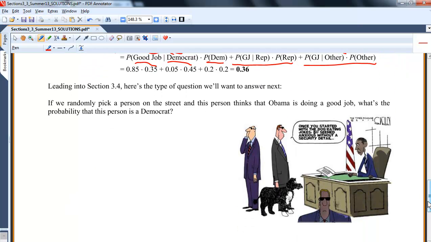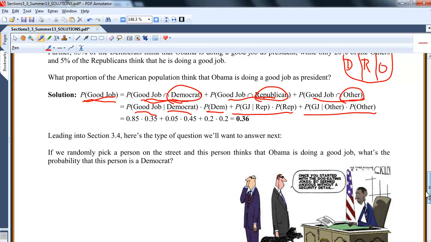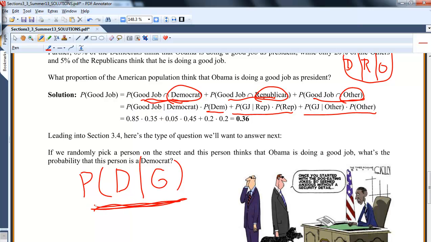And what we're going to do then in 3-4 is called Bayes' theorem, and we're going to try to find the opposite conditional. So I think this is a very interesting question. Now we can find the probability somebody thinks the president's doing a good job, but given someone says, hey, I think the president's doing a good job, I want to find the probability that they're, let's say, a Democrat. So this was the conditional probability I had up here, and I'm trying to find the opposite one. That's what Bayes' theorem is. And I think it's interesting that given good job, the probability of Democrat is going to be much higher than the probability of Republican. Given a good job, it's most likely a Democrat.